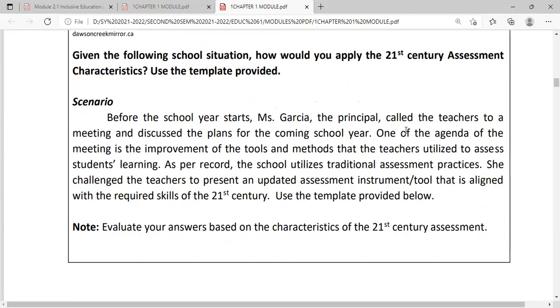Sa school, si Miss Garcia ang principal, gi-call niya ang teachers, and the agenda is to improve the tools and methods. As per record, ang ilang gigamit kay traditional assessment practices. So gi-challenge niya ang mga teachers to present an updated instrument tool.